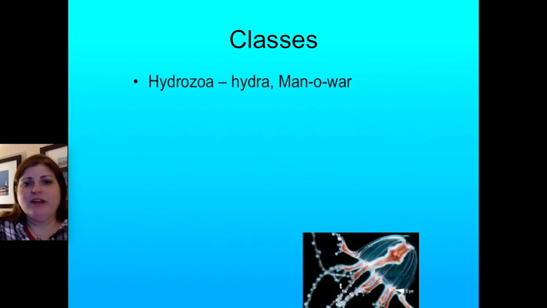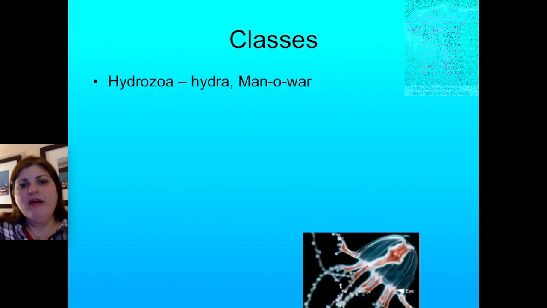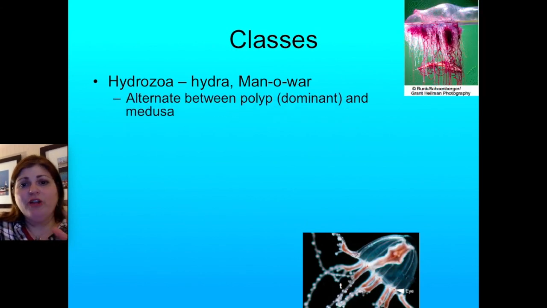As I mentioned a number of times, there is a significant variety that exists in Cnidaria, and there are several classes. Remember, it goes kingdom, in this case Animalia, phylum, Cnidaria, and then class. So our classes include Hydrozoa, that would be like the Hydra and the Man-O-War. Hydrozoa alternate between polyp and medusa, though they are mostly in the polyp form.